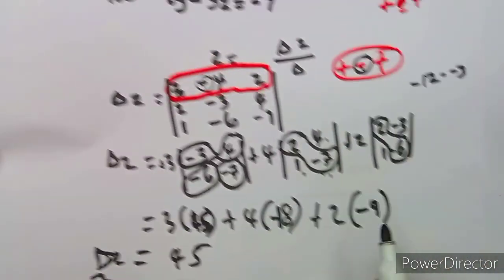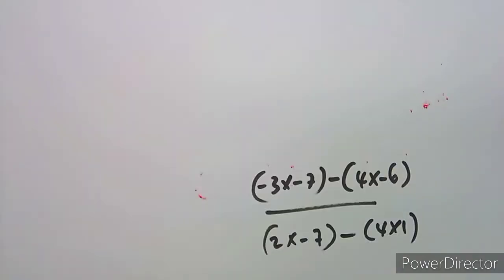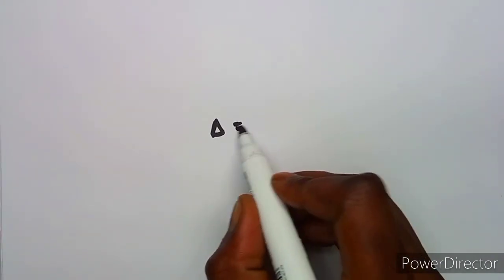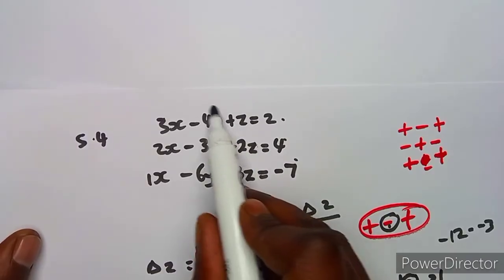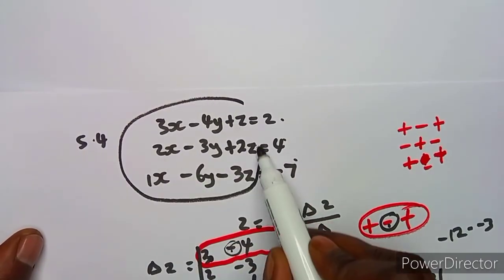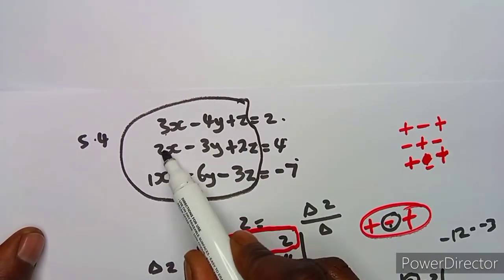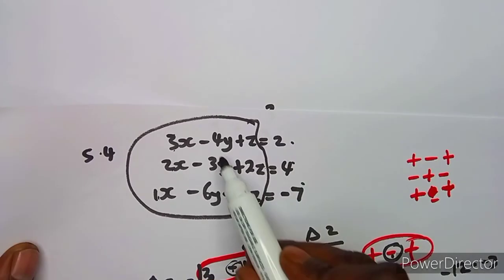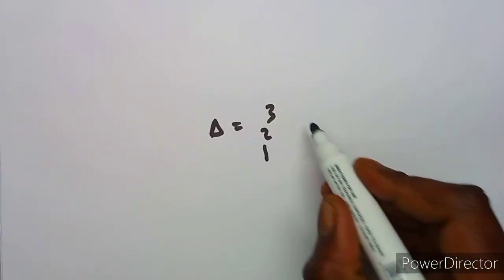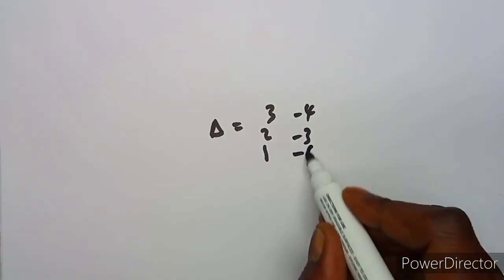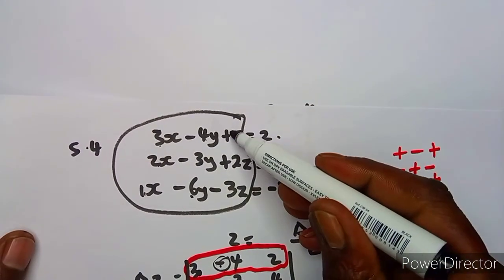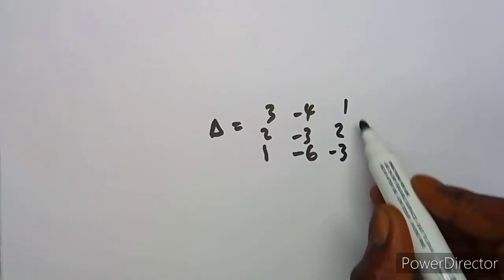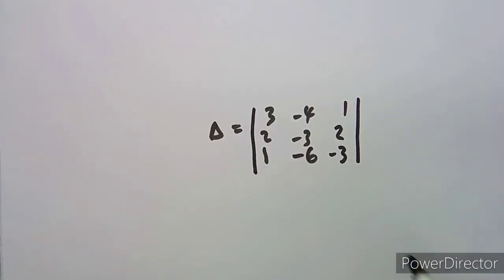Then we move on to constants. So you just do the same thing just like what we did. As we can see, it's more of a repetition. For constants, you just take this part as it is without substituting anything. So it's 3 2 1, negative 4 negative 3 negative 6, and here is 1 2 -3. Remember the number and its sign.